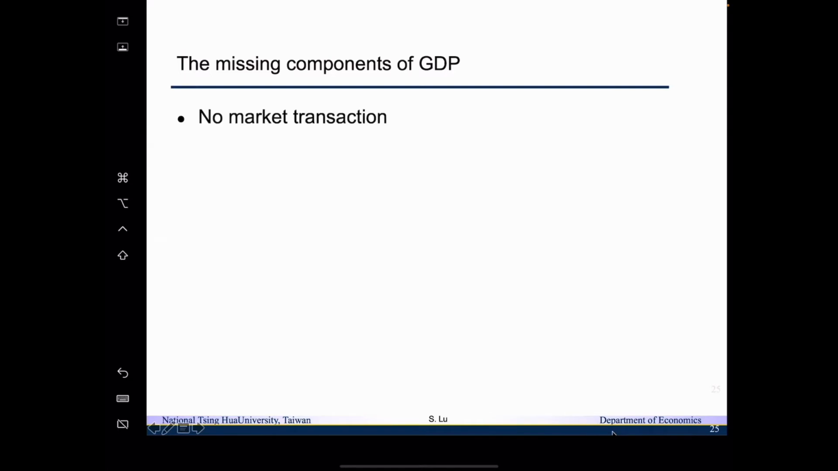Therefore, the first component that is missing from GDP computation is the goods that are produced but have no market transaction associated with them. Then they will not be included in the GDP computation. So what could be that type of goods?